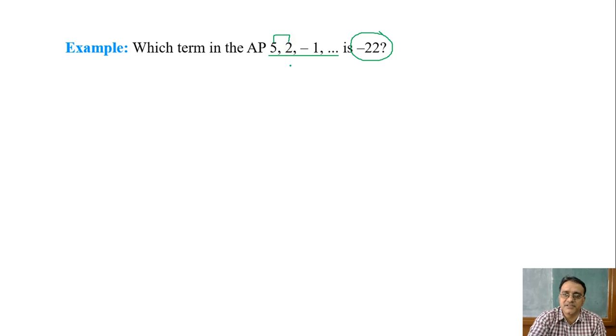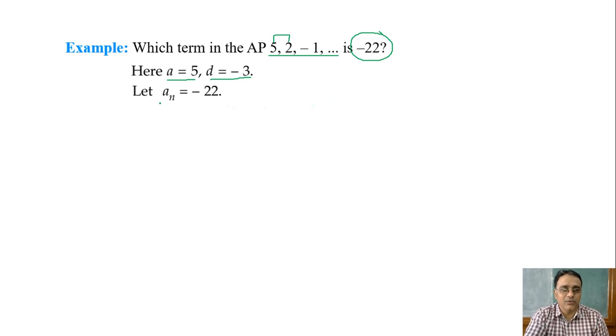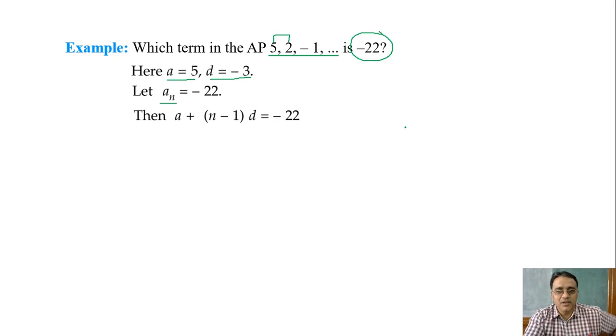What is the common difference? Second term minus first term. Minus 3. So here a is equal to 5 and d is equal to minus 3. So let the nth term be equal to minus 22, that is an is equal to minus 22. Now what is the formula of an? a plus n minus 1 into d is equal to minus 22.